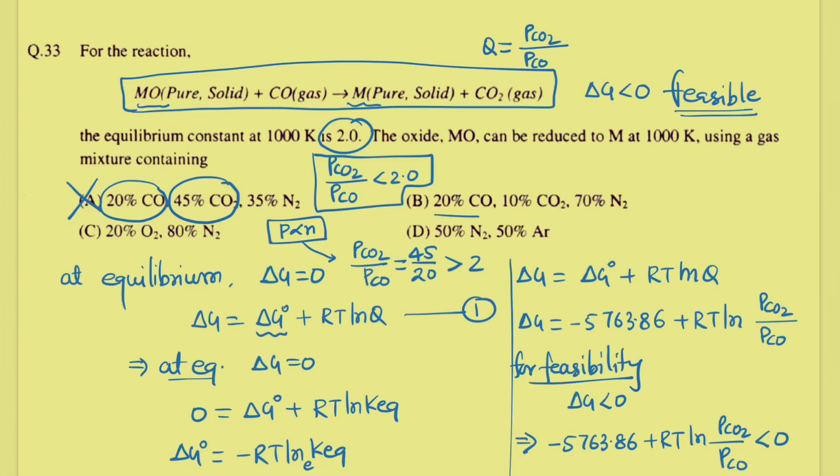If you see the second option, in this case PCO2 by PCO, and you already know PCO2 is just proportional to the number of moles of CO2, so it is 10 mole divided by CO, which is 20 mole. And yes, we are getting 1 by 2, that is less than 2. So the second option is satisfying this. In the third and fourth, there is no chance, because there is no gaseous CO2 and CO in those, so there is no chance that it can reduce it. So the only correct option should be B, that is satisfying it. Thank you.